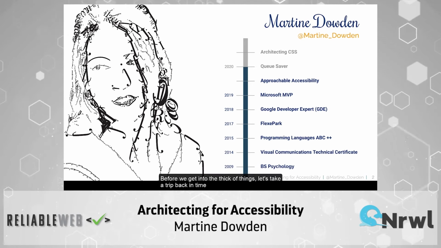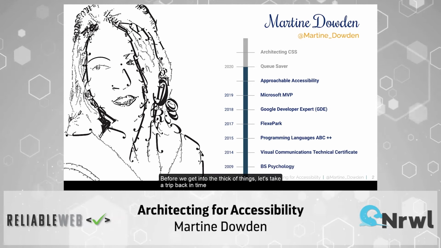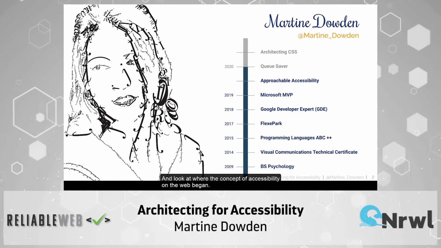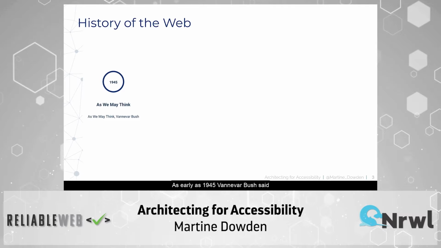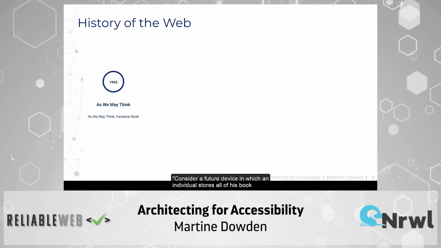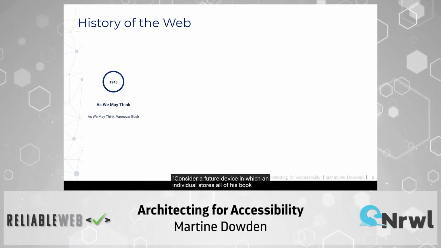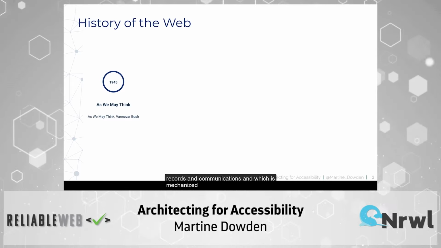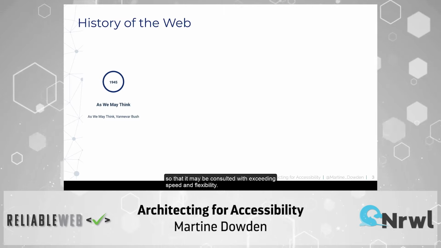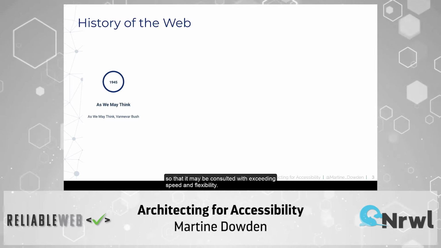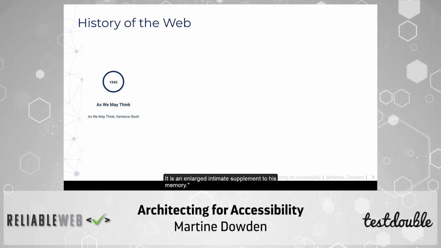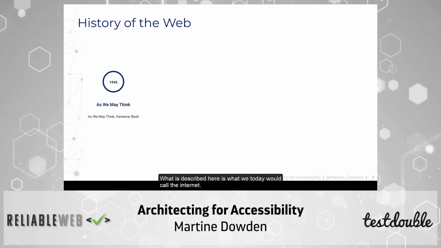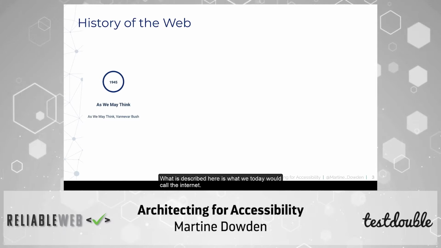Before we get into the thick of things, let's take a trip back in time and look at where the concept of accessibility on the web began. As early as 1945, Vannevar Bush said, "Consider a future device in which an individual stores all of his books, records, and communications, and which is mechanized so that it may be consulted with exceeding speed and flexibility. It is an enlarged, intimate supplement to his memory." What is described here is what we today would call the internet.